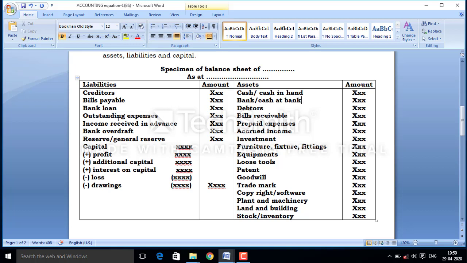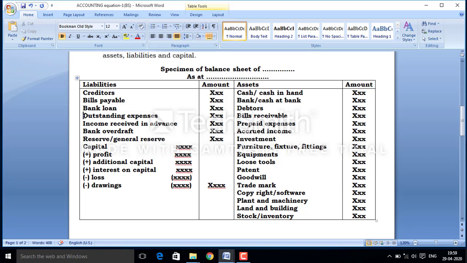Next is outstanding expenses. If expenses are outstanding, outstanding is equal to unpaid is equal to owing is equal to dues. So if we have any kind of outstanding, if we have any kind of owing, if we have any kind of dues, it is a kind of burden, it is a kind of charge for payment of that particular person. So therefore it is a kind of liability.